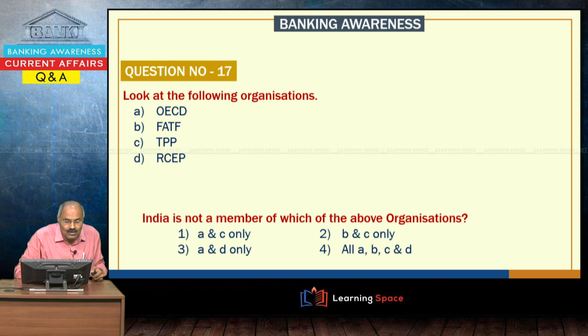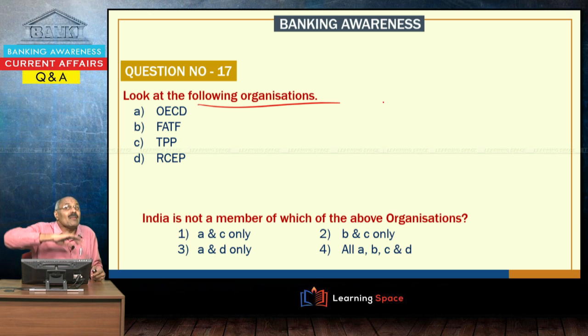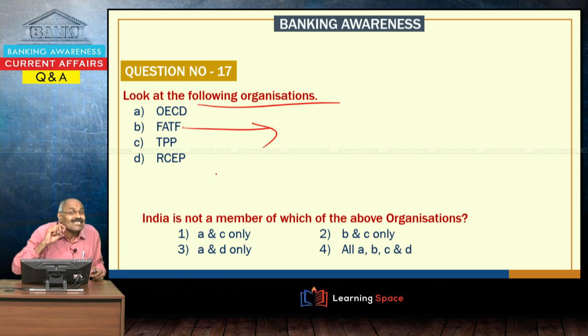Look at the following organizations: OECD, headquarters Paris, and India is not a member of OECD, please understand. Organization for Economic Cooperation and Development: the countries where capital markets are well developed, those countries are there in OECD. India is not a member. FATF is Financial Action Task Force, and this is basically to prevent money laundering, and India is a member of FATF.